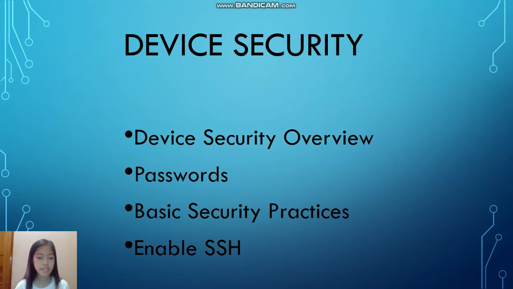Next is enable SSH. Telnet is not secure. Data contained within a Telnet packet is transmitted unencrypted. It is highly recommended to enable SSH on devices for secure remote access. It is possible to configure a Cisco device to support SSH using 4 steps.